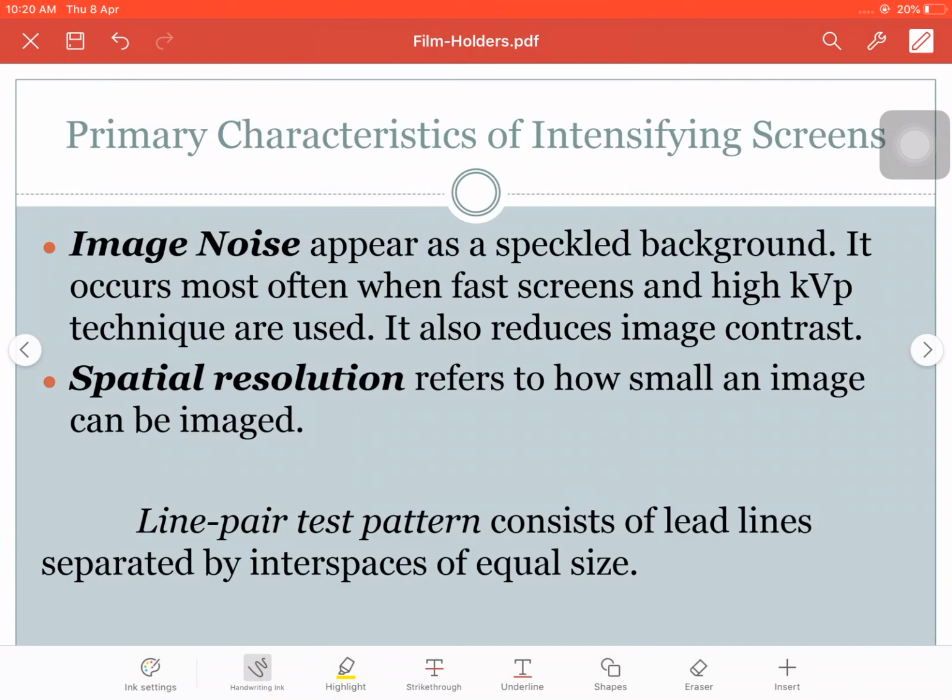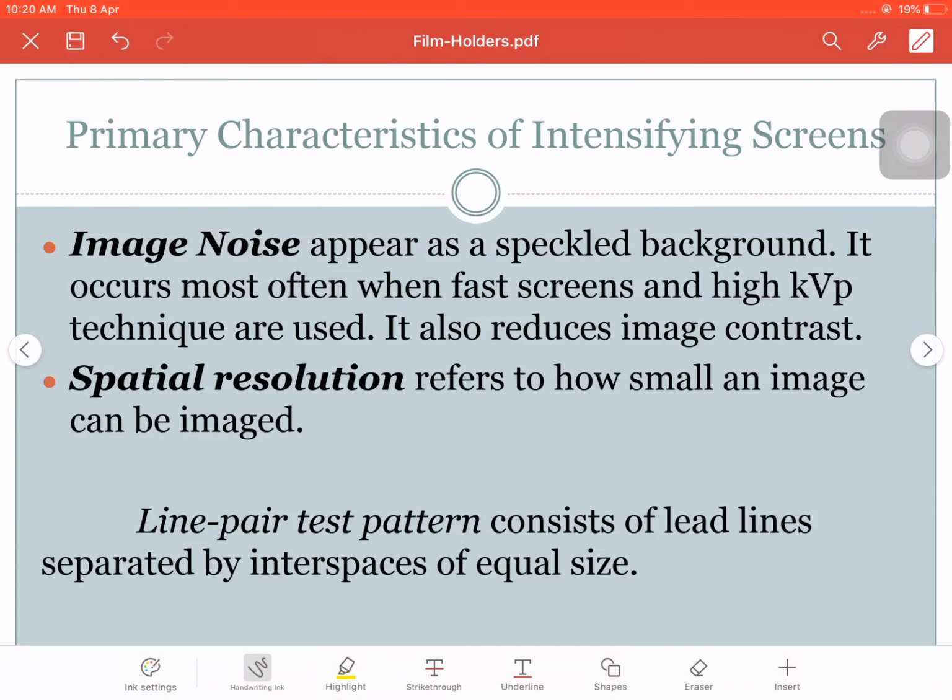Next is the image noise. So image noise appears as a speckled background, and it occurs most often when fast screens and high KVP techniques are used. It also reduces image contrast. So image noise, yun yung parang salt and pepper na nakikita natin on the radiograph.